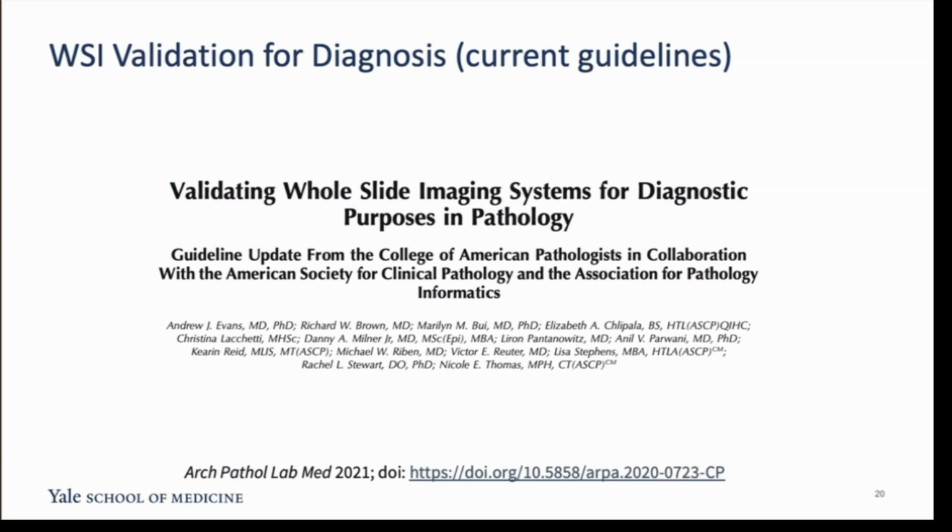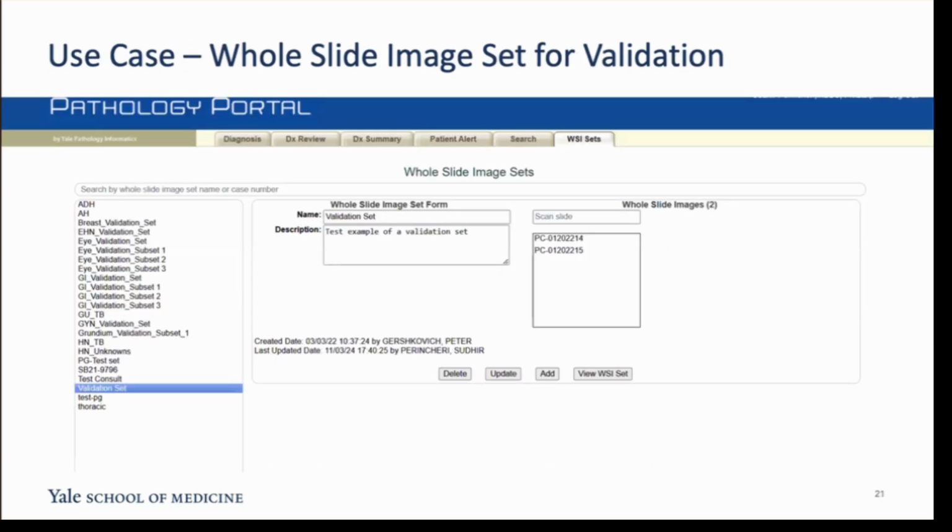We are doing the validation studies using the guidelines that were published by CAP and the best practices that they recommended. And as you know, CAP recommends that for validation for an individual use case, you should have about 60 cases that represent the breadth of specimens and diagnoses that you encounter in that particular service. So it would not have escaped your attention that the whole slide image sets menu that we use for tumor boards is also perfect for assembling validation sets. And that's what we've done.